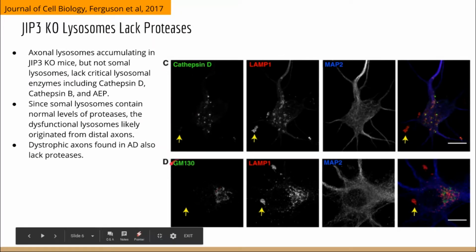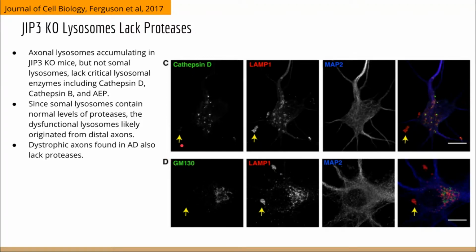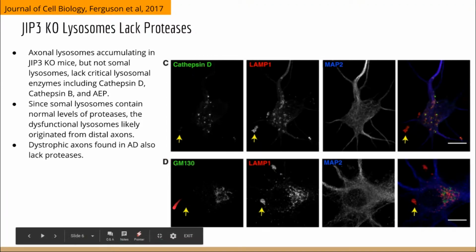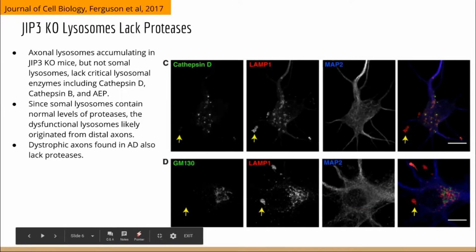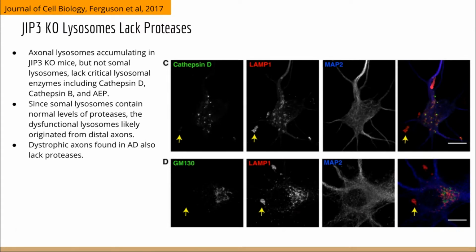And I should also note that GM130 is a Golgi-derived vesicle, and since there was no GM130 staining in the axonal lysosomes, it means that the lysosomes are not derived from the cell body. Otherwise, they would have this GM130 positive staining. And they also know that they're looking at axons because they have MAP2 stained. MAP2 is a marker of dendrites. And since there's no MAP2 staining right here, that means that this is an axon moving right through here.